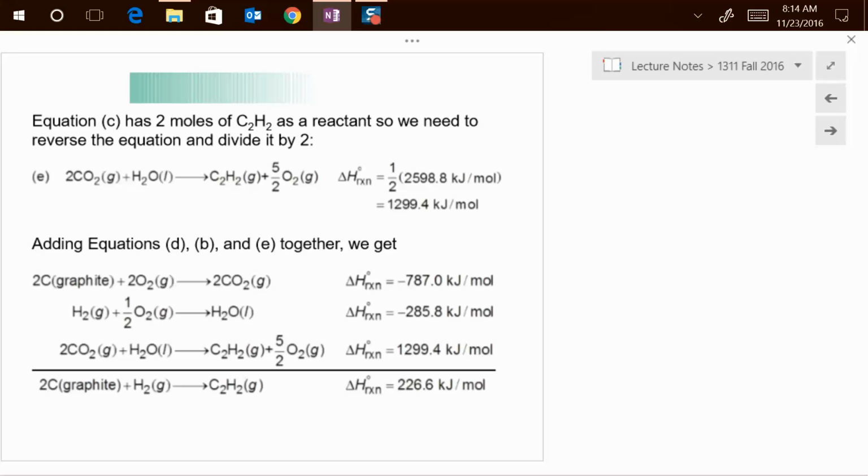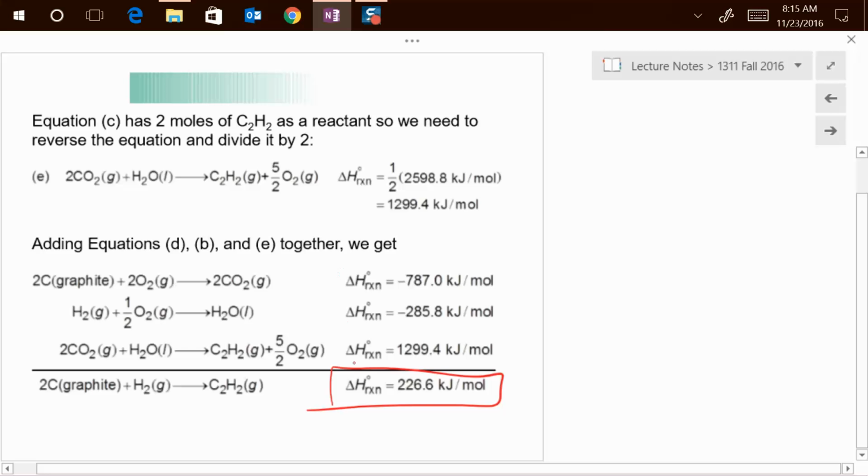And we flipped it, so now it's a positive delta H instead of a negative. And so we can add this together, and the overall delta H of this reaction is 226.6 kilojoules per mole. And then we go through, we add that together. So that's the delta H of this reaction.